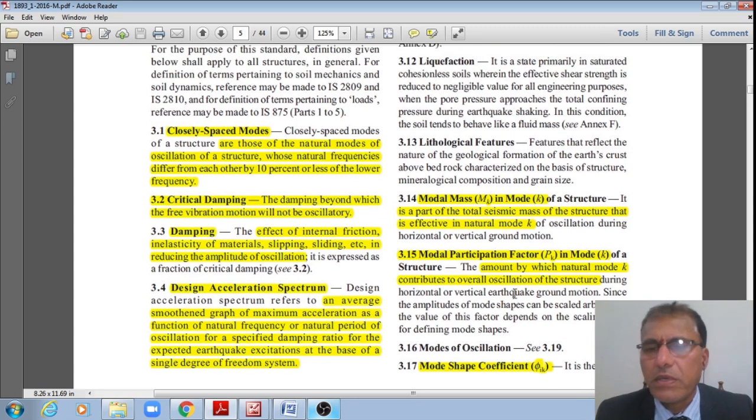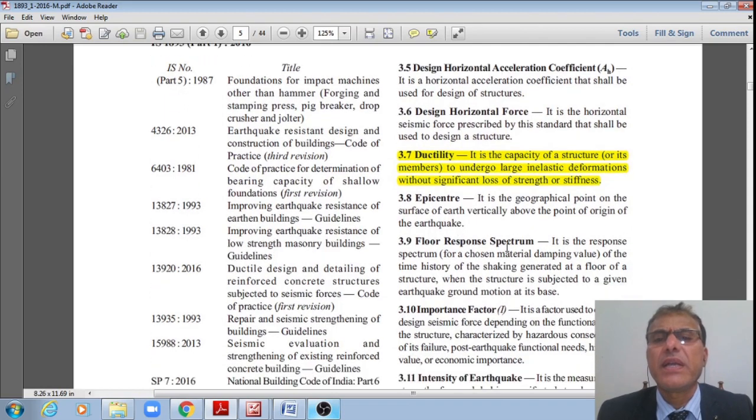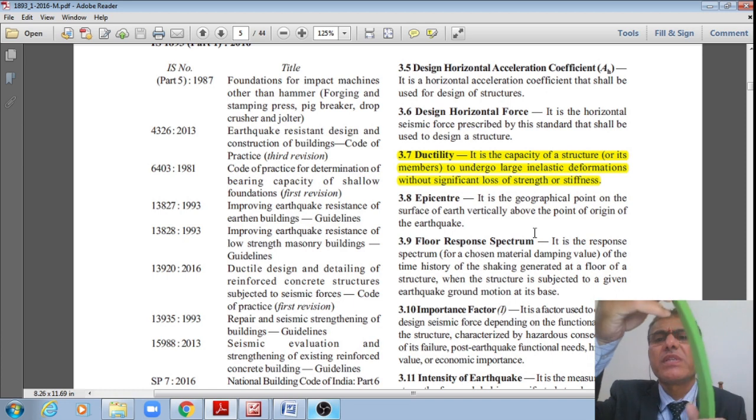Now next one is the ductility. It is the capacity of a structure or its members to undergo large inelastic deformations like this, without significant loss of strength. There are large inelastic deformations like this.